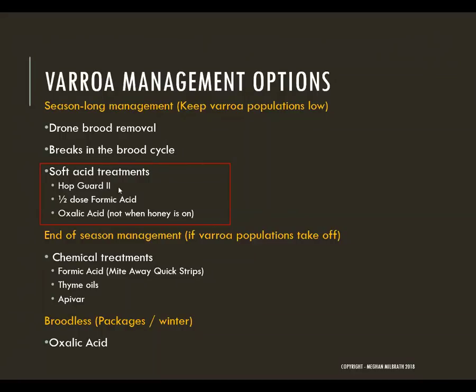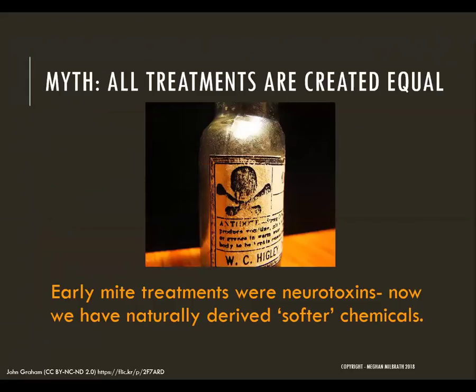All right, so now I'm going to go into other things that we can do during the season that keep Varroa populations low. And so I'm going to go into the soft acid treatments, which is the HopGuard 2, a half dose of formic acid, and oxalic acid, which is the one that you can't use when honey is on. And as you'll know, these are all chemical treatments. However, I do want to make a really good point that all treatments are not created equal.